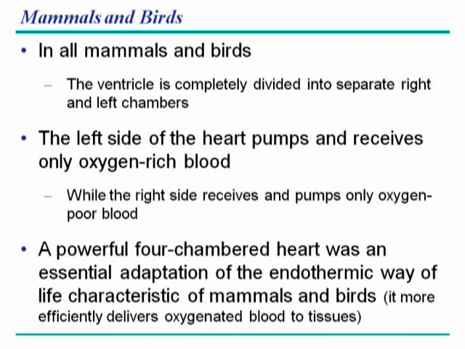The left side of the heart receives and pumps only oxygen-rich blood, while the right side receives and pumps only oxygen-poor blood. A powerful four-chambered heart was an essential adaptation of the endothermic way of life characteristic of mammals and birds. It more efficiently delivers oxygenated blood to the tissues.